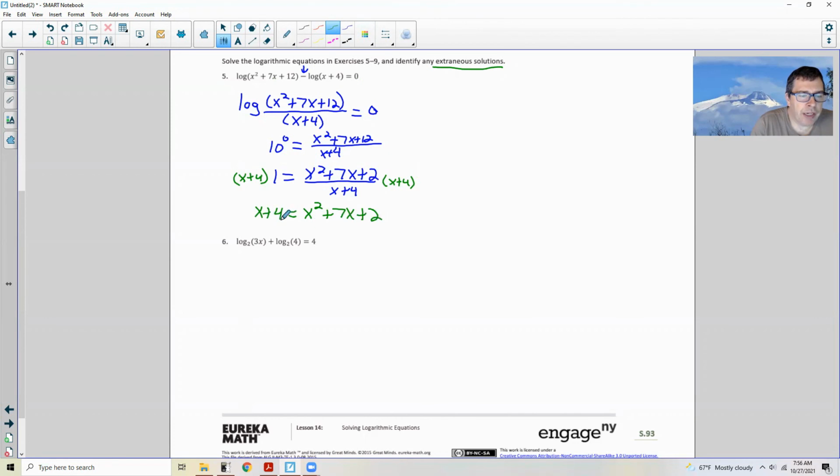Subtracting an x from both sides and subtracting 4 from both sides will give me x squared. 7x minus x is 6x. And 2 minus 4 is minus 2. And that's going to equal 0.